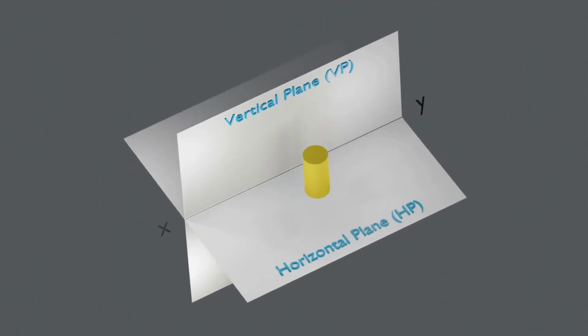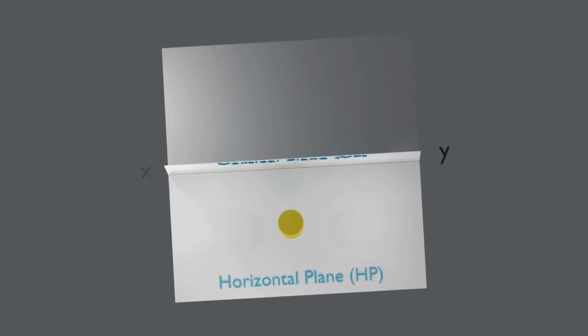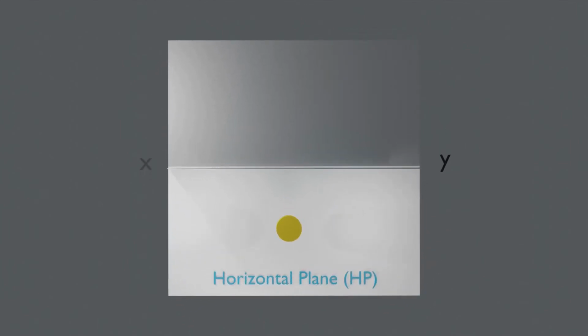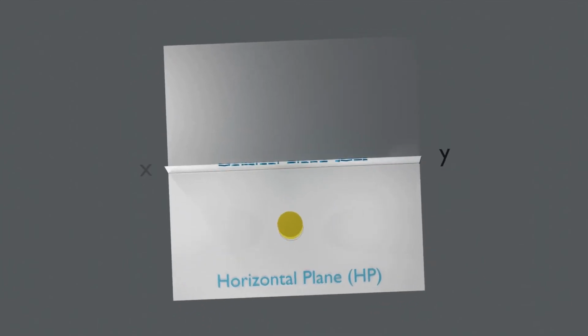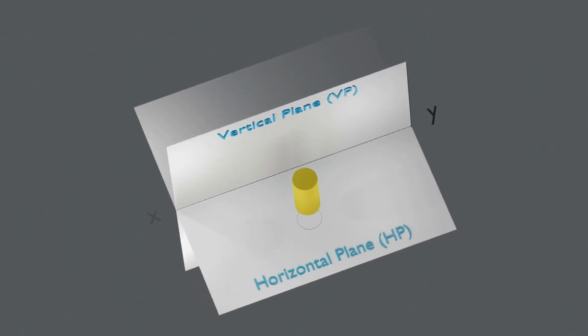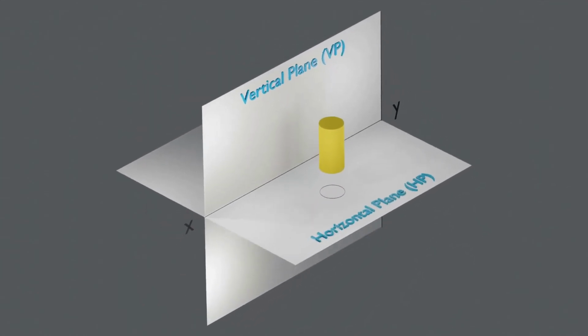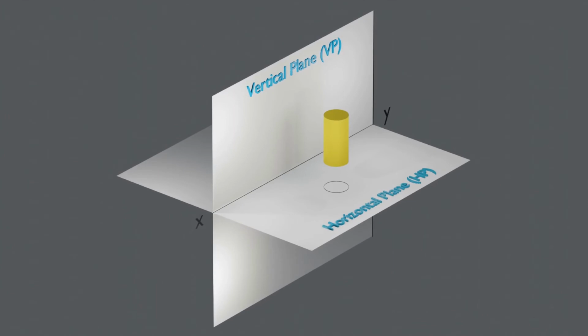Okay, back to our top view. When we look from this direction, what we see is a circle. This top view, which is a circle, is obtained on the horizontal plane. The diameter of the circle is equal to the diameter of the cylinder.